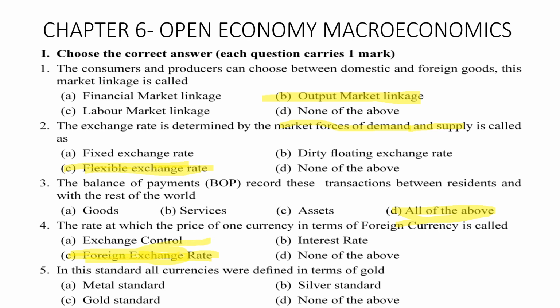Then fifth question, in this standard all currencies were defined in terms of gold. So the answer is in the question itself. What will be our answer? Answer is going to be gold standard. So option C is your correct answer.